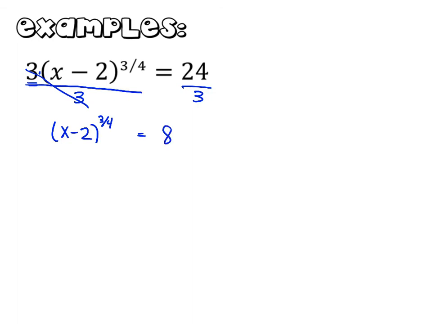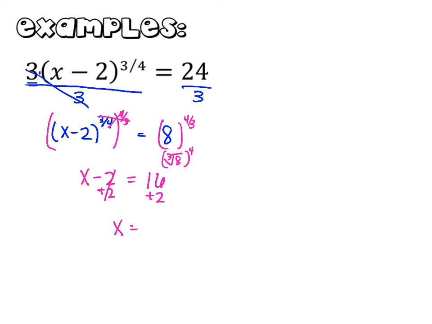To undo a 3/4 power, I use my reciprocal, which is 4/3. So I raise both sides to the 4/3 power. Then I'm left with x minus 2 equals 8 to the 4/3, which means the cubed root of 8 to the 4th power. The cubed root of 8 is 2, and 2 to the 4th power is 16. You can just use a calculator for that part. And if I add 2 to both sides, I get that x is 18.